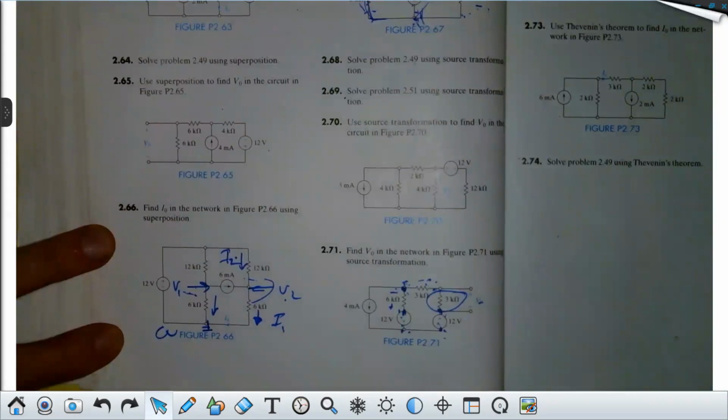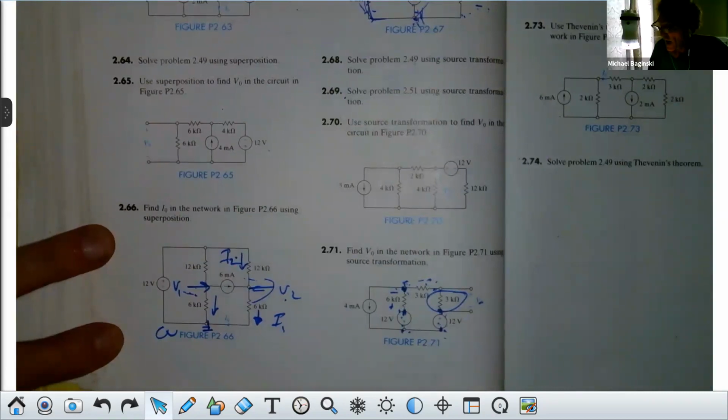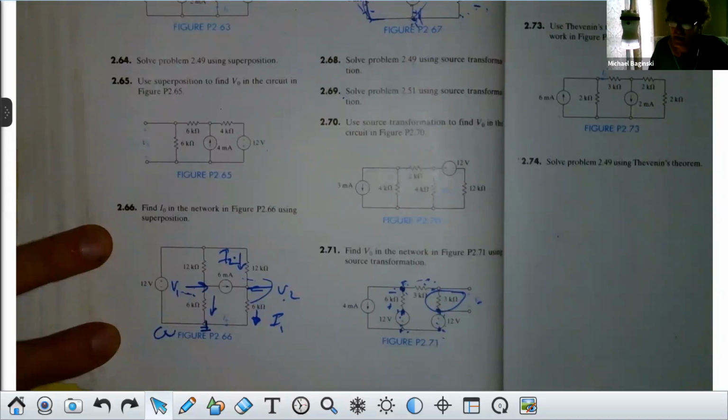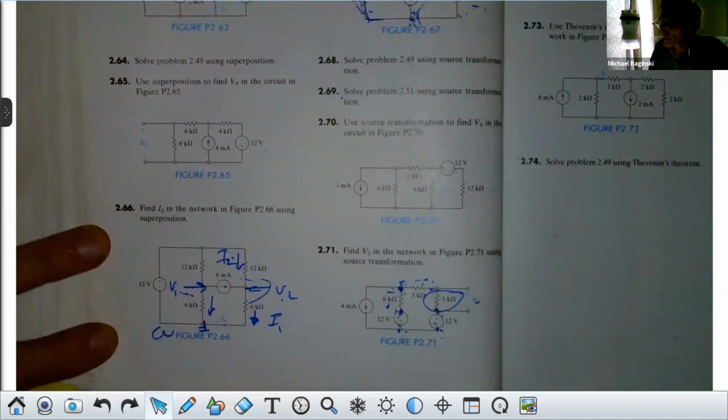I mean, if you always go from top to bottom, right to left, I do as a general rule because I try to be consistent, but the current can go either direction. Are we good on that, class?